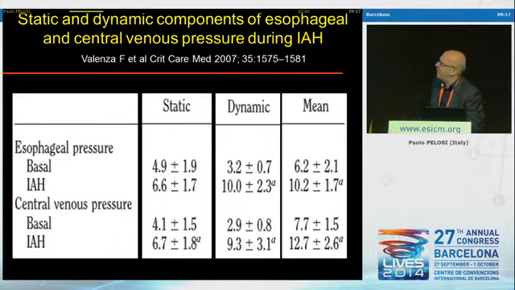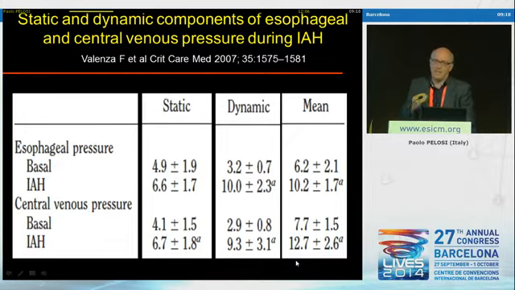And this is a study from Franco Valenza showing the esophageal pressure at end expiration, and this is the delta transpulmonary pressure, esophageal pressure. And you see that when you have an increase in intra-abdominal pressure, at least in animals, there are no major changes in the esophageal pressure at end expiration. There is, of course, a change in the delta esophageal pressure because the chest wall compliance is reduced. And this has a major effect on, for example here, central venous pressure.